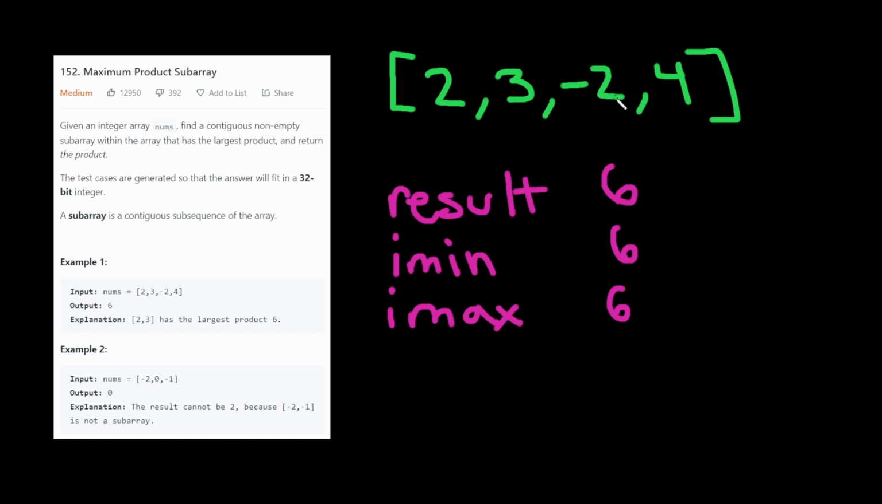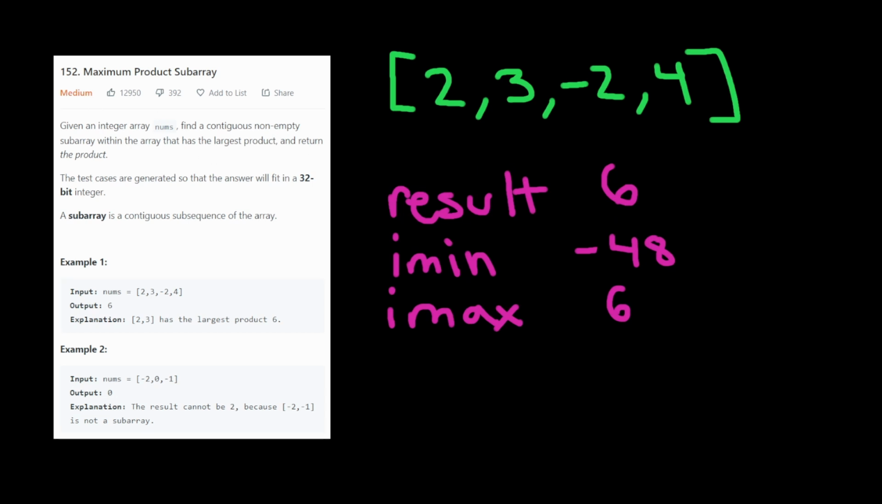Okay, then we get to this -2 here. Imin is equal to the minimum of the current or the current times the minimum or the current times the maximum. In this case, it would be -12. Imax, on the other hand, is the maximum of those values, which is going to be 6. And so result is again the maximum of itself and Imax, which is 6. And we do the same thing for 4, so this basically becomes -48, and nothing else changes here.